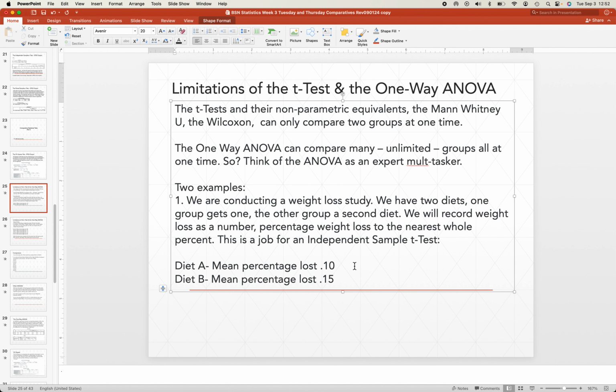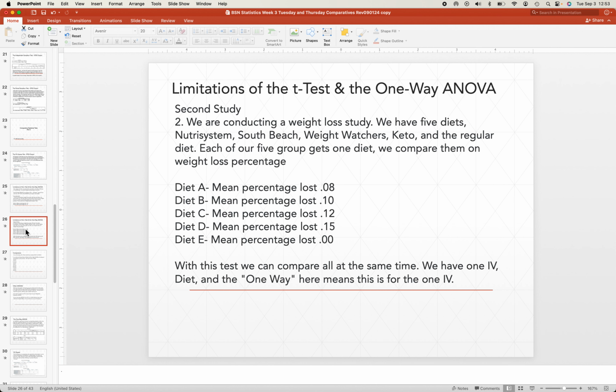Maybe we use body mass index. Maybe we use pounds lost. I think many would consider percentage weight loss might be the best way to measure this, but we can do it in a number of ways. But at any rate, this t-test, the independent samples t-test, could do this. It could compare the mean difference between diet A and diet B for our two groups.